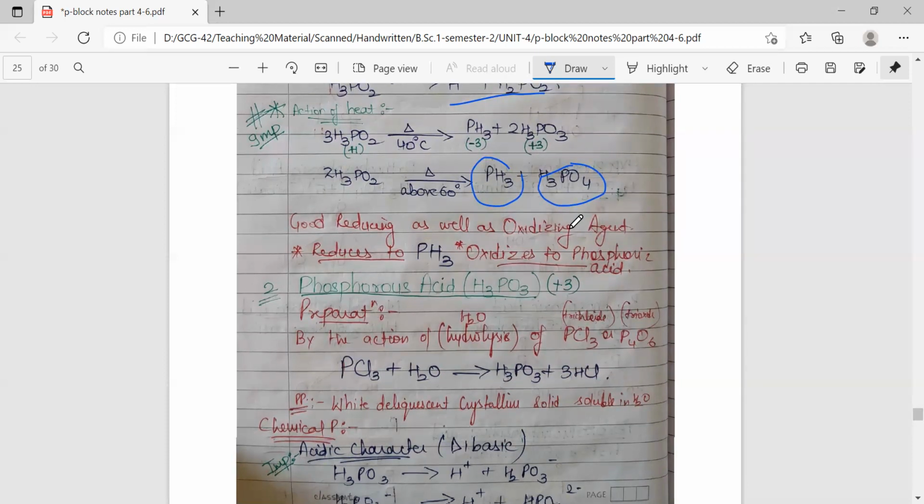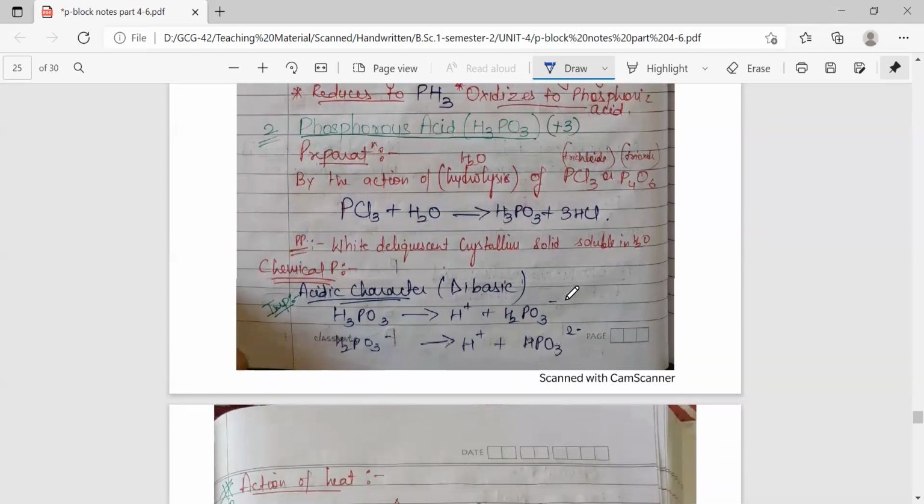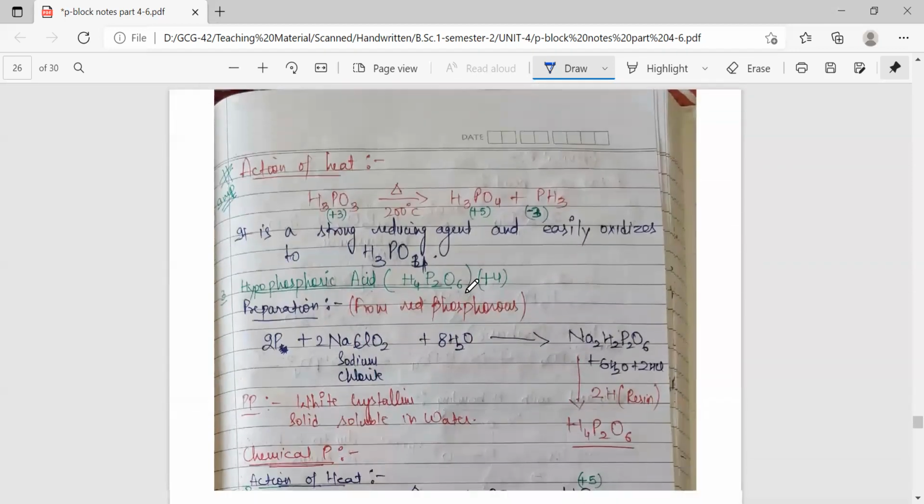Next we have phosphorus acid, that is H3PO3, where phosphorus is in +3 oxidation state. It can be prepared by the action of water, or we can say hydrolysis, of either PCl3 or P4O6, that is phosphorus trioxide. So it can be generated like this upon hydrolysis of these two moieties. It is a white crystalline deliquescent solid which is soluble in water. Acidic properties: it is a dibasic acid, it will generate 2 protons.